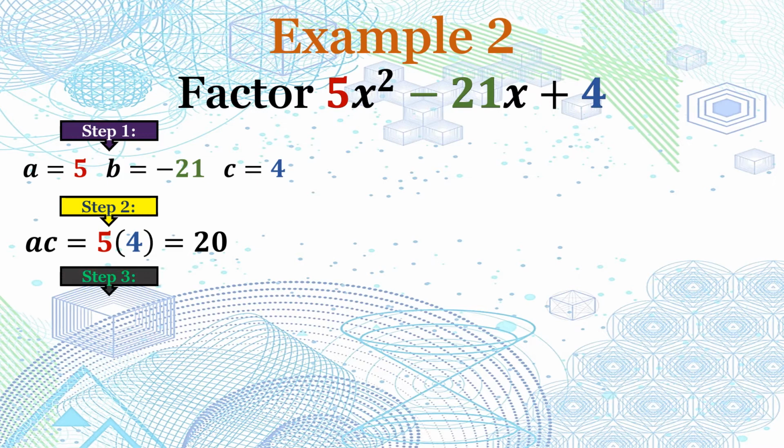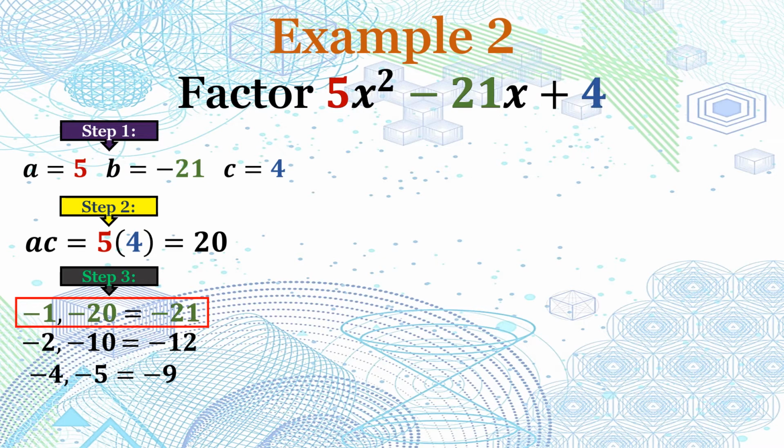Next is to find factors of AC that add up to b. So let's list all the factors of AC, but since c is positive and b is negative, then the factors should be both negative. So the factors of AC are negative 1 and negative 20, negative 2 and negative 10, negative 4 and negative 5. Then let's add each pair of factors. So negative 1 plus negative 20 is negative 21. Then negative 2 plus negative 10 is negative 12. And negative 4 plus negative 5 is negative 9. So the factors of AC that add up to B are negative 1 and negative 20.